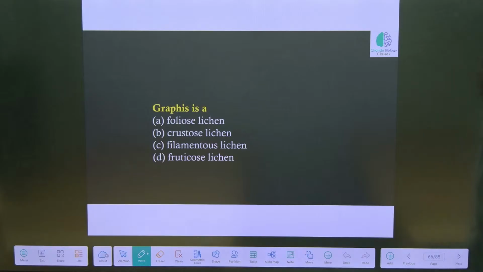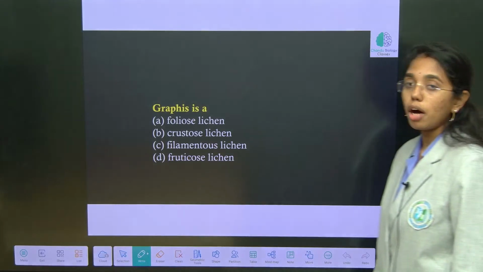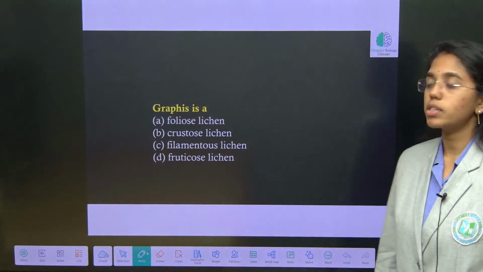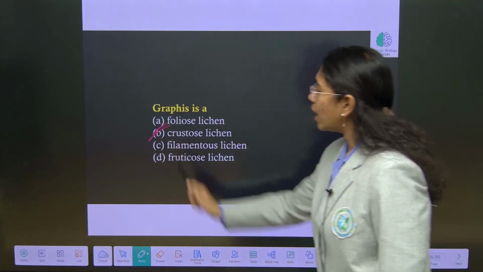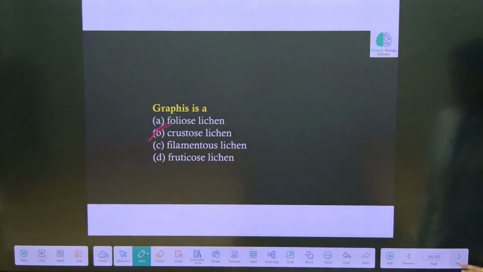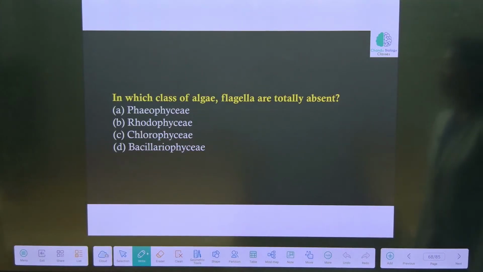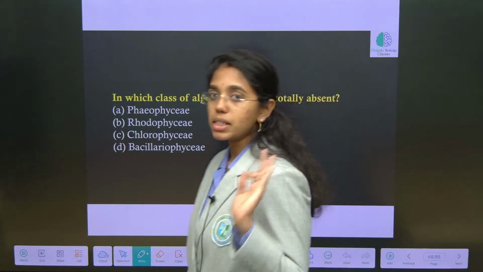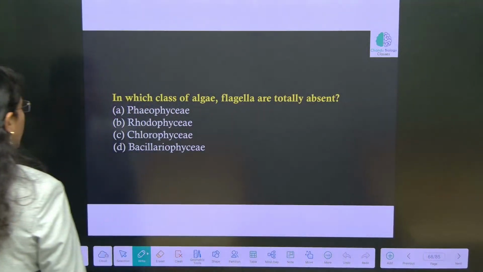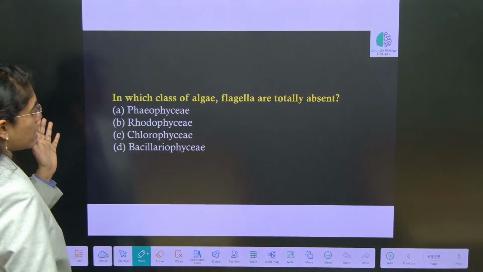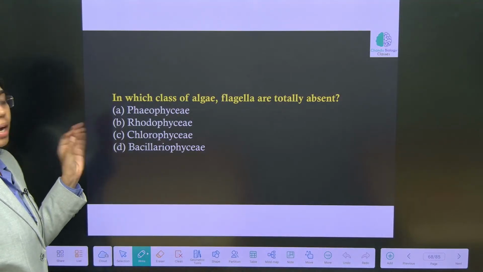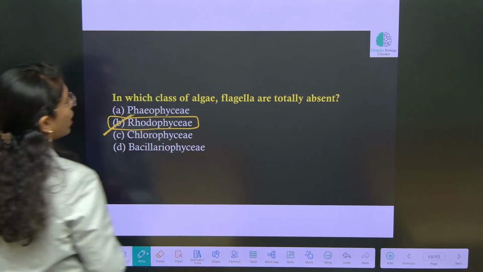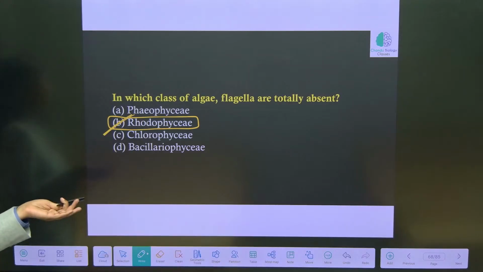Graphis is what type of lichen? We have different types of lichen like foliose, crustose, filamentous and fruticose lichens. Graphis is an example of crustose lichen. Next, in which class of algae are flagella totally absent? We have three major classes of algae, Chlorophyceae, Rhodophyceae and Phaeophyceae, of which the advanced class is Rhodophyceae, whose members do not have any motile or flagellated stages.